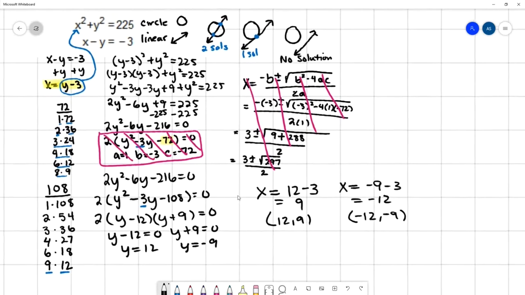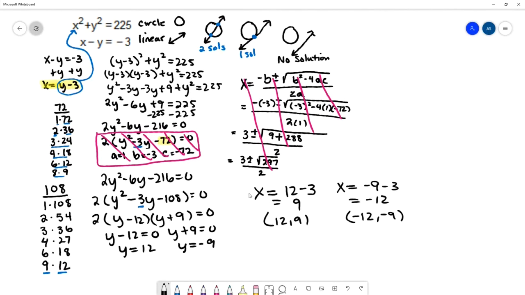We have our solutions. And earlier I mentioned that we couldn't use the elimination method. And that's because we don't have like terms. Our x's are not like terms and our y's are not like terms. So we can't use that elimination method in this example.